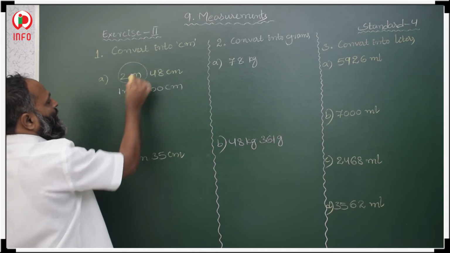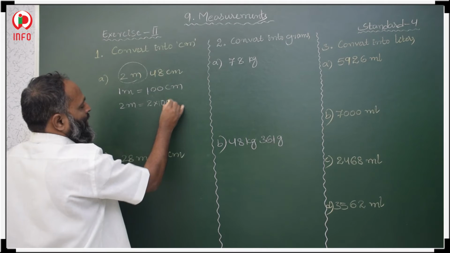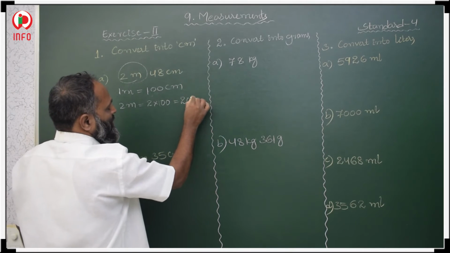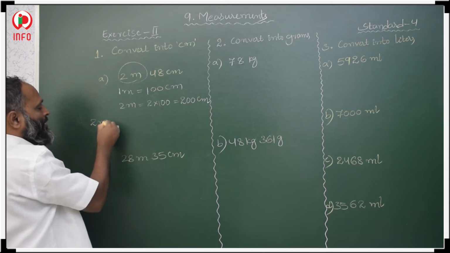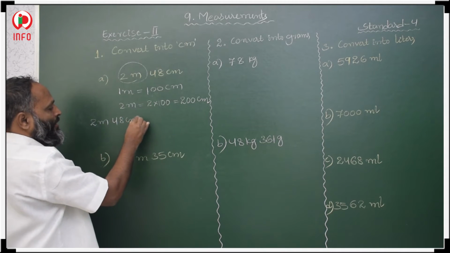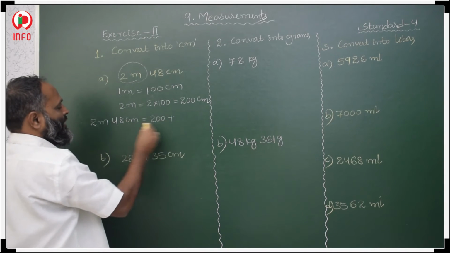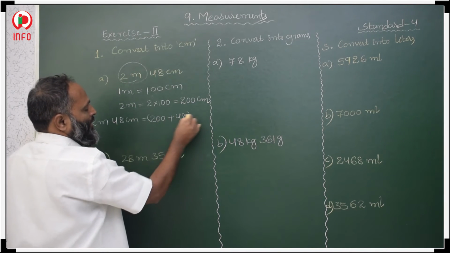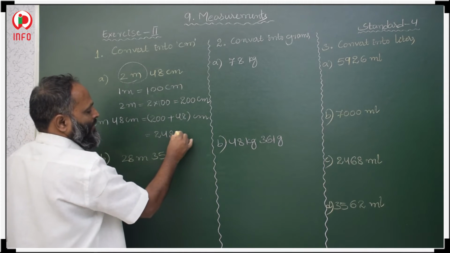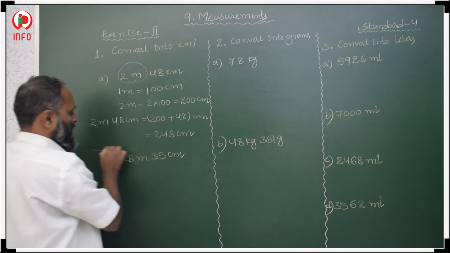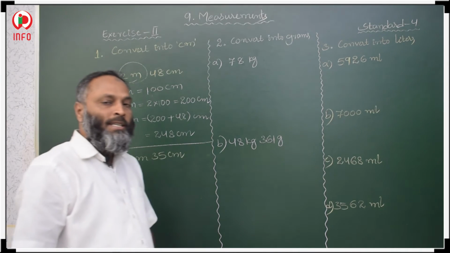Now here 2 meters are given. 2 meters, how many centimeters? 2 into 100, that is 200 centimeters. Now we should take the complete 2 meters 48 centimeters, that is 2 meters means 200 centimeters, plus again this 48 we have to add. So that complete in centimeters, 200 plus 48 is 248 centimeters. This is the conversion of meters and centimeters into centimeters.